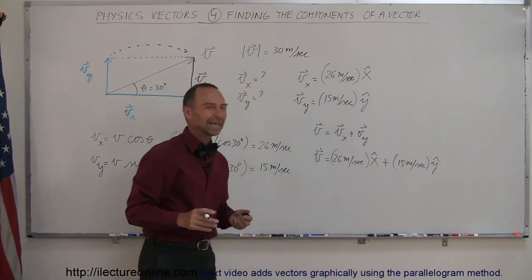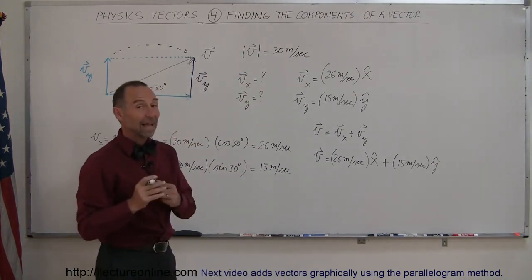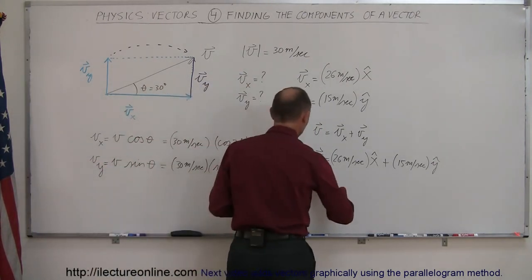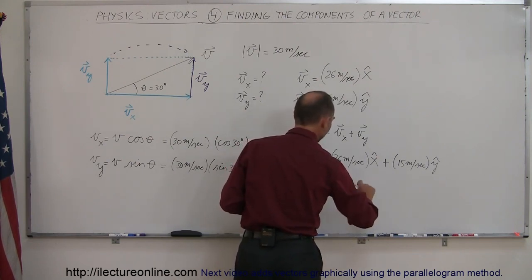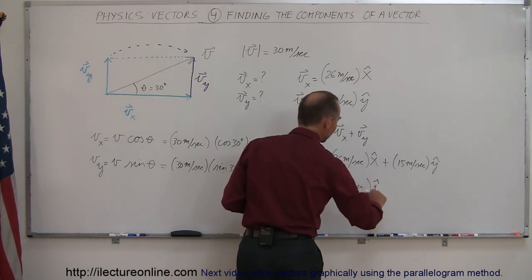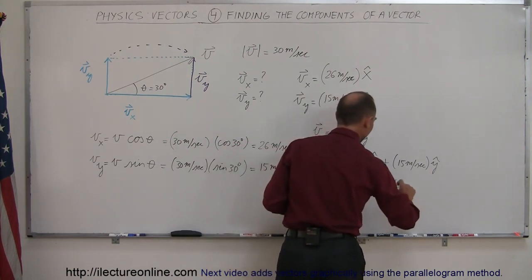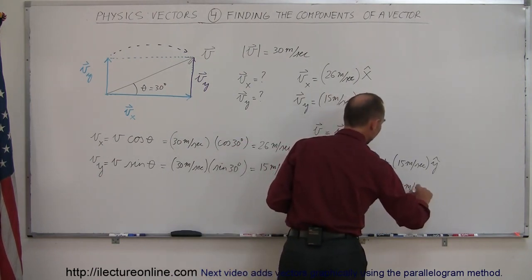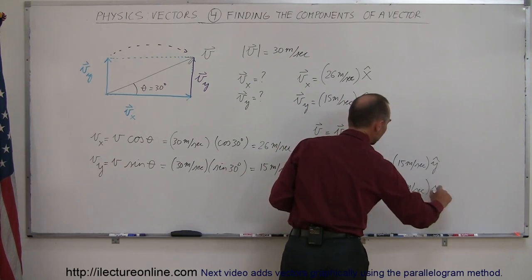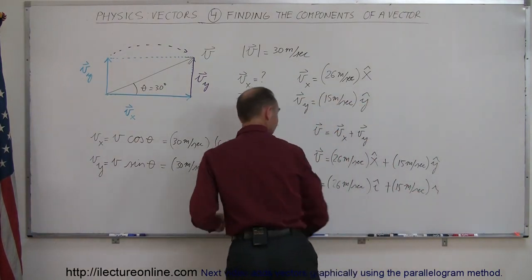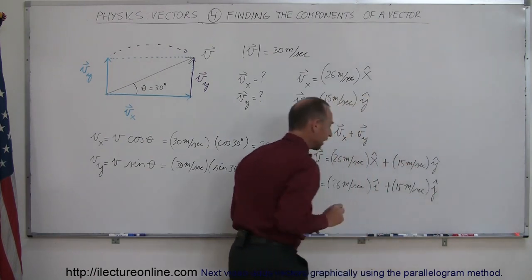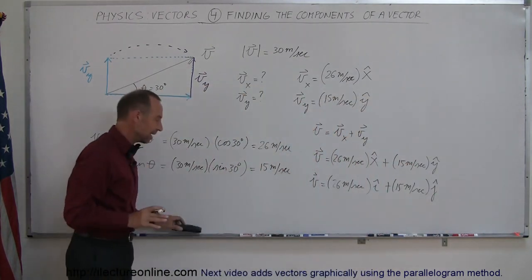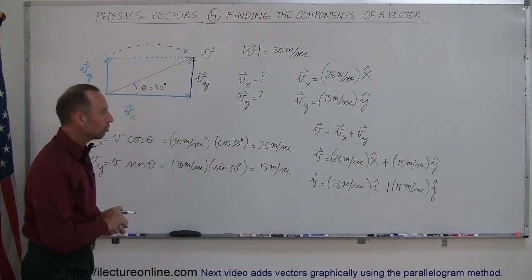Now, some people don't like x and y hats. They like i, j, and k. So you could write this as v is equal to 26 meters per second in the x direction, I'll write it as an i, plus 15 meters per second in the j direction. And I just kind of made a wrong squiggle here, j direction like that. So either way, it's exactly the same thing. So you can see that both notations work.